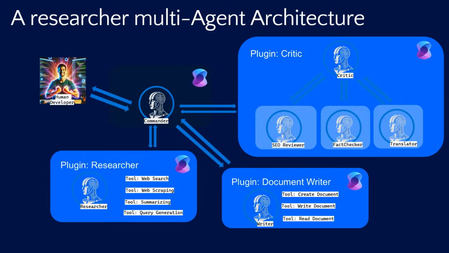It does not do the critique itself, so it divides the work. It parallelizes to 3 helper reviewers. One reviews the SEO, another the fact checker, another the translator. I have a demo where I do like 9 reviews in parallel, and they finish and they come back. And once they are all done, the main critic summarizes all the critiques and provides them to the commander that delivers it again to the document writer to rewrite it according to the feedback.